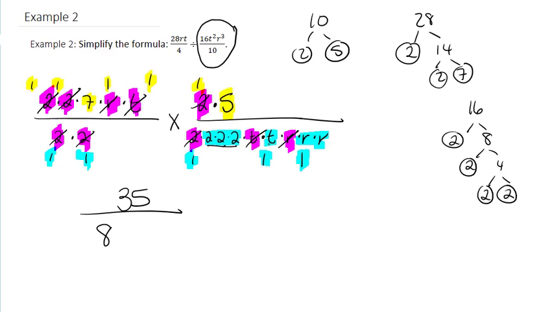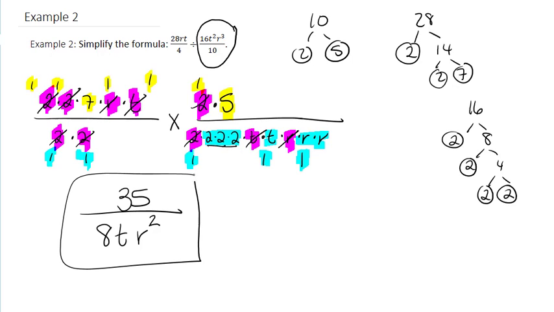Then we're left with t and just one of them. And then we have 2 r's. So that becomes r squared. So this would be our final answer to this problem.